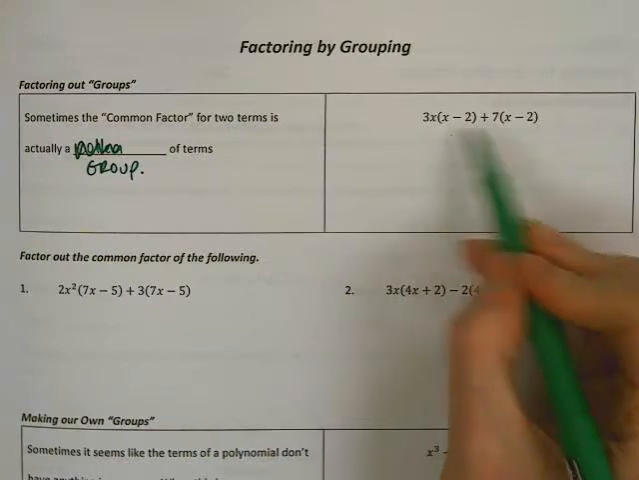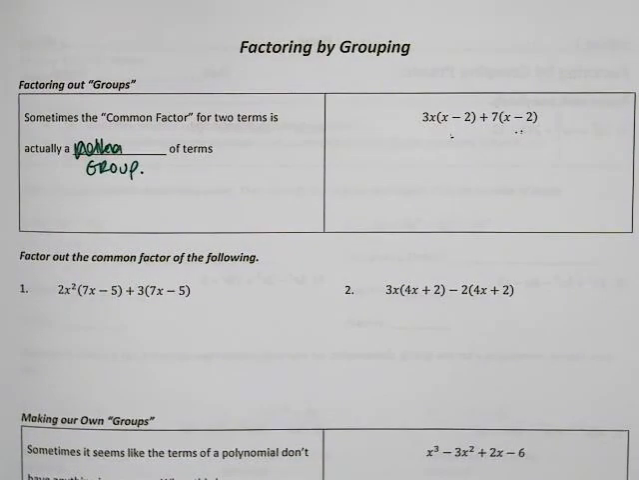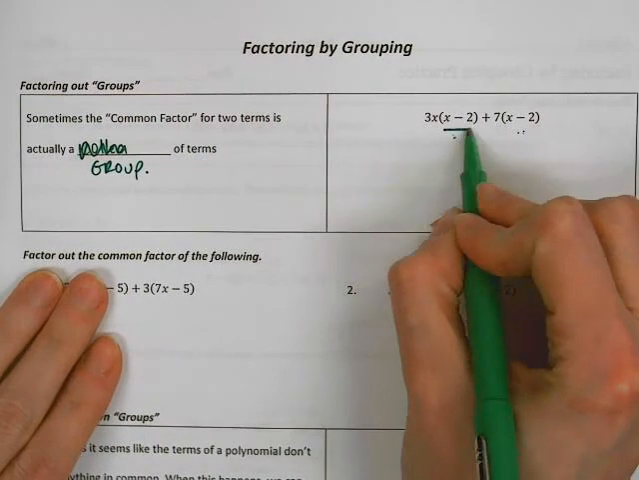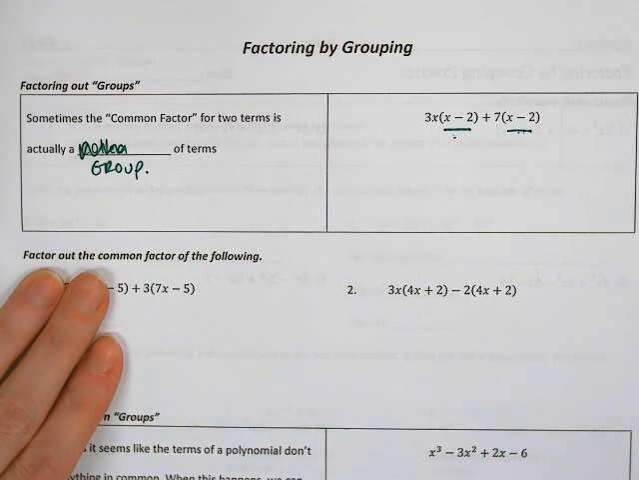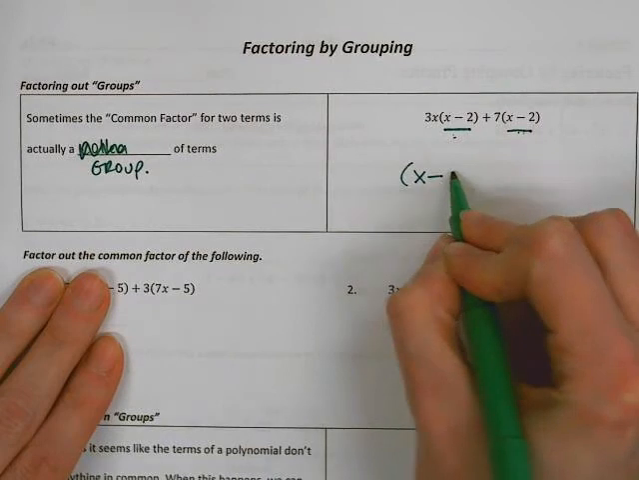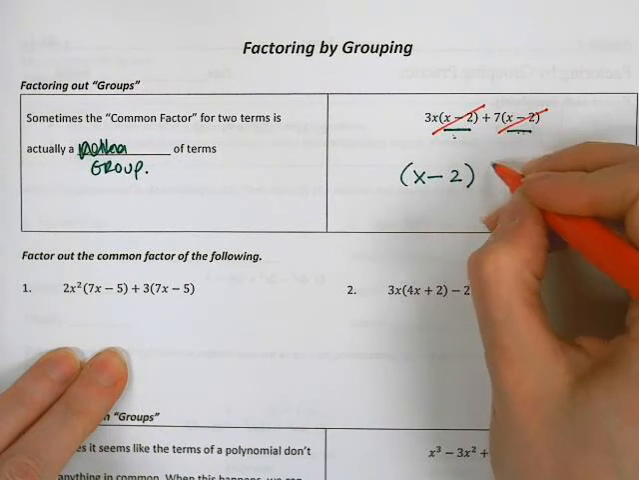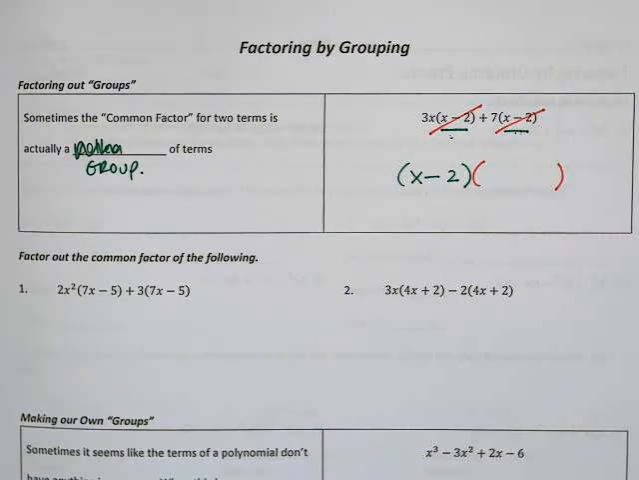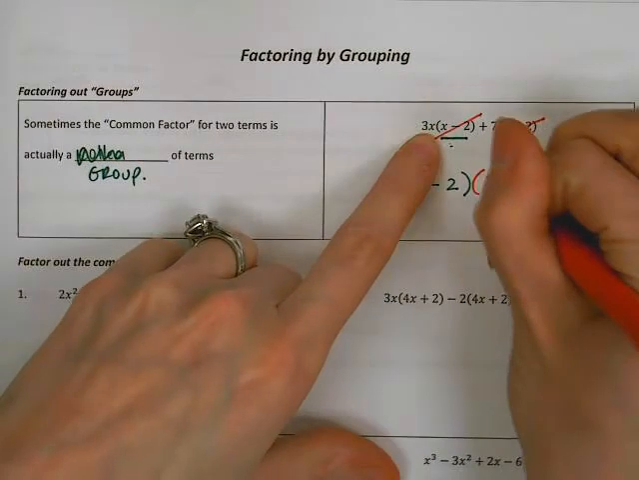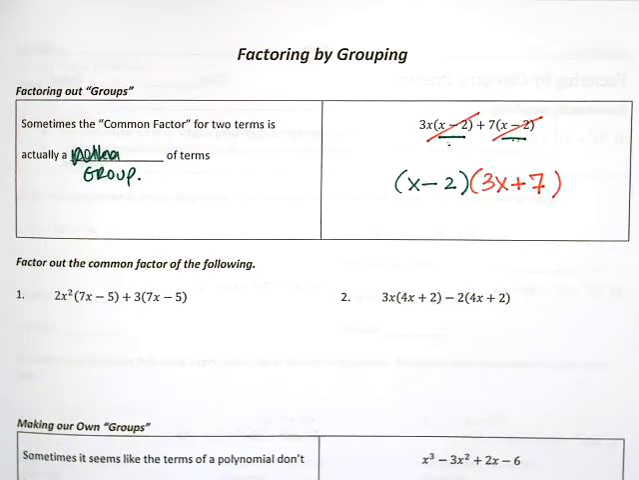So if we look at these two terms here, what is the greatest common factor? I know it looks a little weird, but see how they both have an x minus 2? That is the common factor. So we're going to take that out. And if we divide that out from each, what's left over? Well, there's a 3x and there's a plus 7. So that's what these are going to look like today.